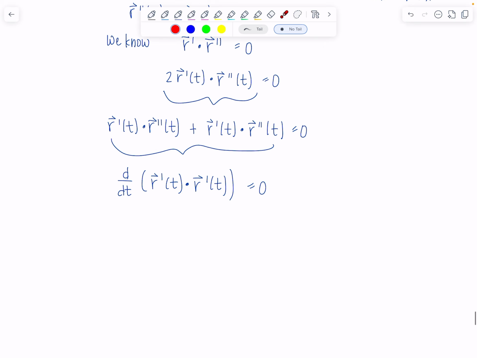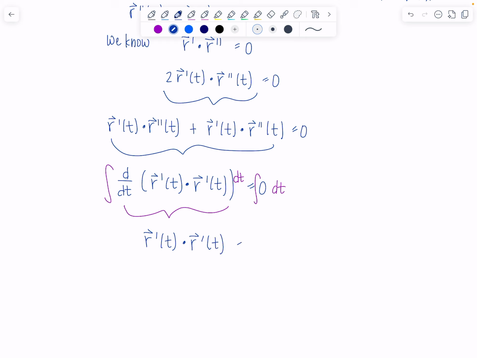Okay, well, what does that mean? That means if we integrate both sides with respect to t, according to the fundamental theorem of calculus, that integral and the derivative would undo one another. So this is just r prime of t dotted with itself equals antiderivative of 0 is just some constant. I'll call it c squared.